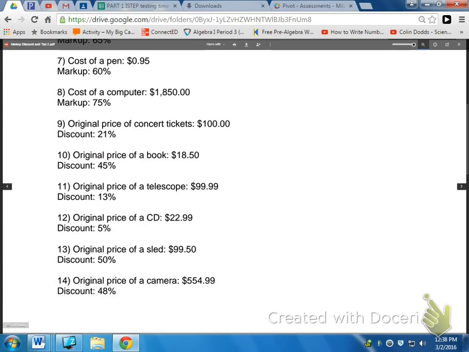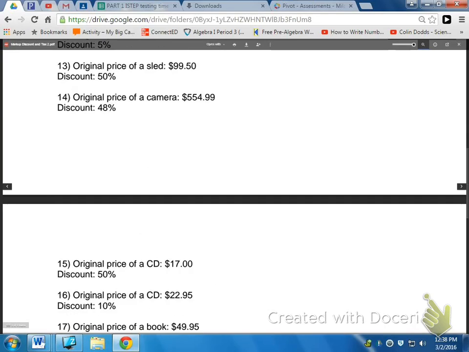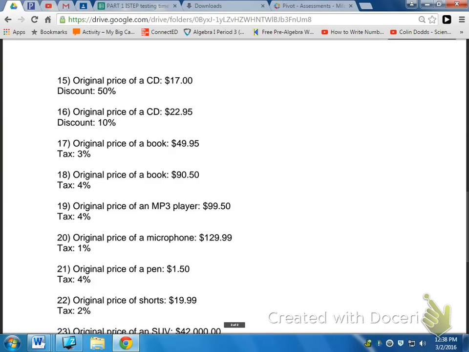All right, so now let's look at tax. So I got to scroll down here just a little bit further. Okay, it looks like number 17. So we're doing 17. 17 says that there is a book price of $49.95. The tax is 3%. So what I told you, it's just like markup. You take 100%, which is how much the book costs, plus the tax percentage, so plus 3%.